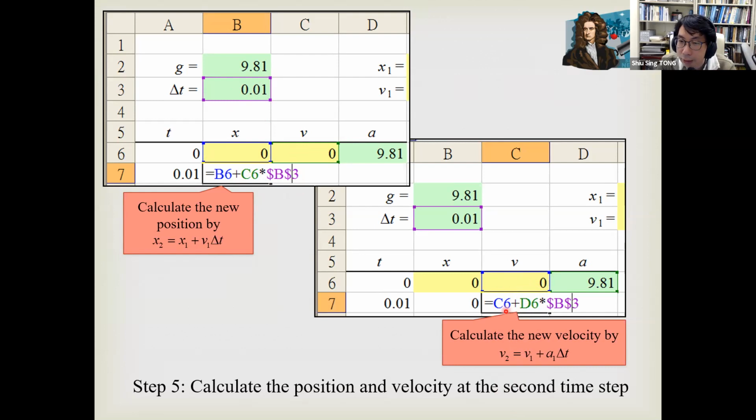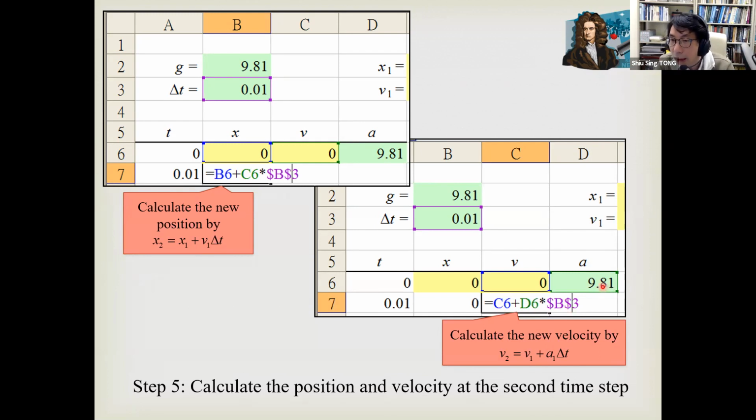So I refer it to C6. And I need the acceleration A1 in the previous time step. So the acceleration is referred to here. Okay, I refer to this acceleration, the acceleration in the previous time step. So this is D6. And the time interval delta T is just $B$3. Okay, so I press enter and everything is done.